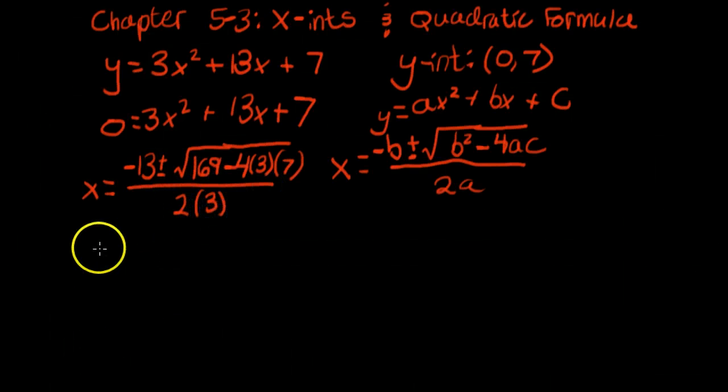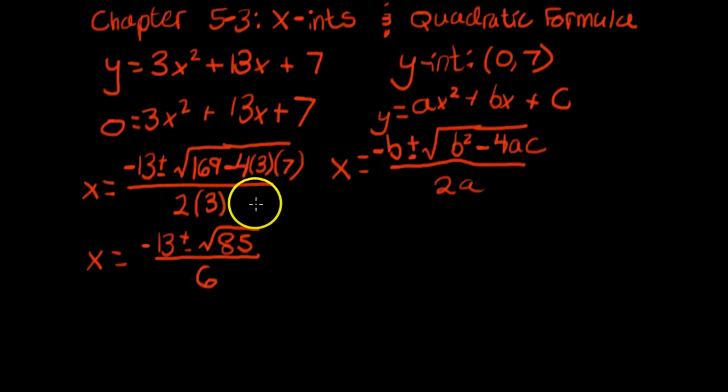And then just evaluating this expression, we're going to get x equals negative 13 plus or minus the square root of 85, over 6. And from this point, 85 isn't a perfect square, so it's going to be an irrational solution. When you multiply and divide and evaluate all that out, you're going to get x equals negative 0.63 or x equals negative 3.7.